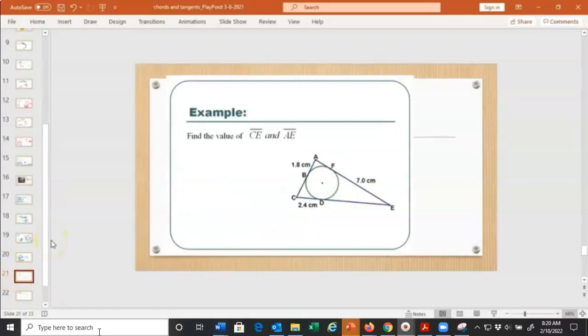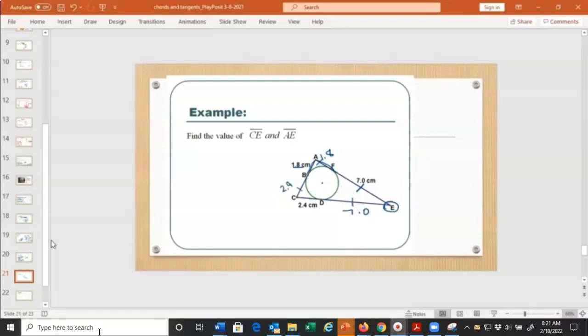So now let's find the value of CE and AE. This might look confusing. It does to me when I first see a diagram like this, but let's just work ourselves through the picture and try to isolate some things. So here are two tangent segments, FE and DE, and they form that common point at E, so we know these are equal. Same thing up here, AB and AF. They're common tangents. So if this is 1.8, this is 1.8. This is 2.4, this is 2.4.